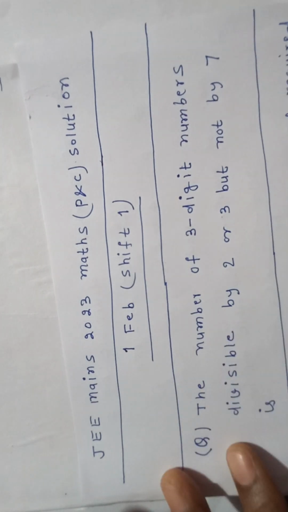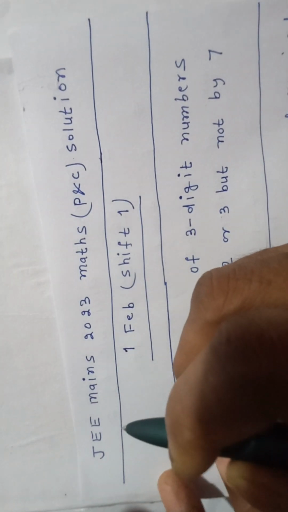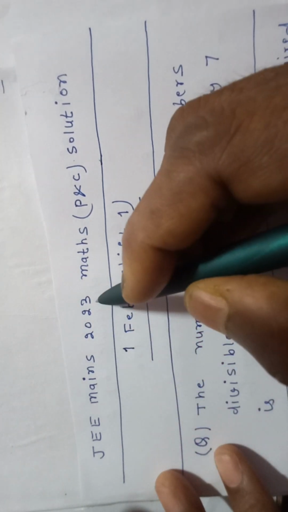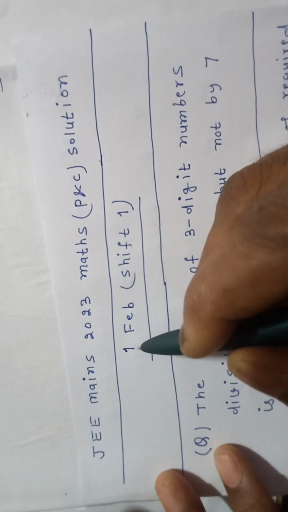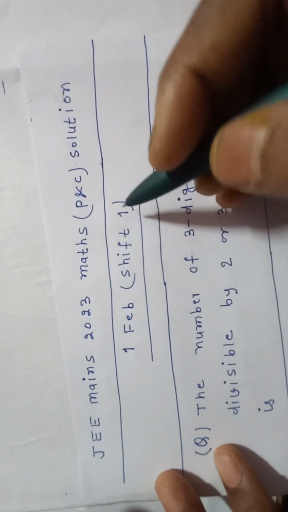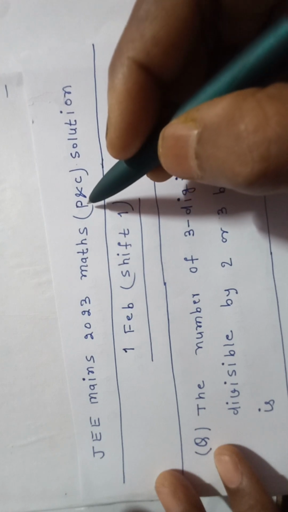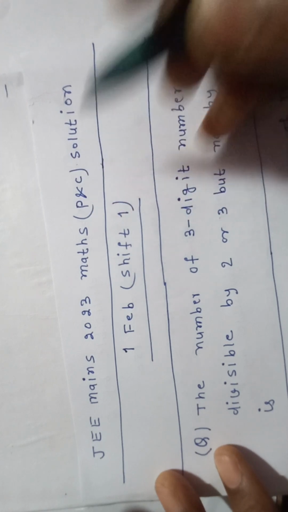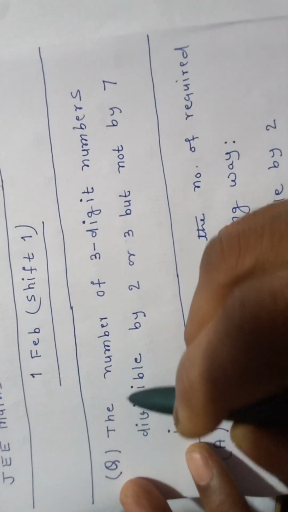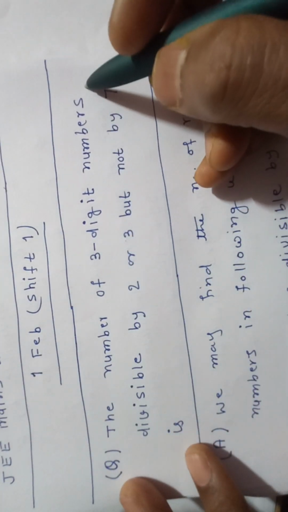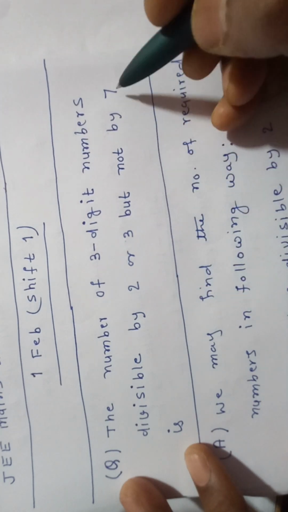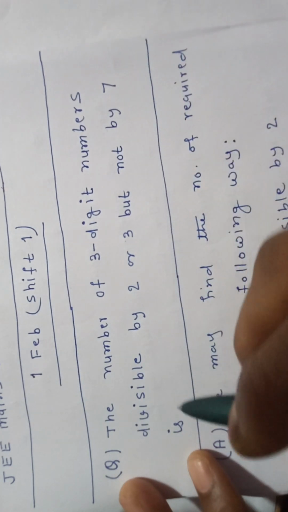In this session, we are going to solve a problem asked in JEE Mains 2023 held on 1st February in Shift 1. The problem belongs to permutations and combinations. The question is: the number of 3-digit numbers divisible by 2 or 3 but not by 7 is.